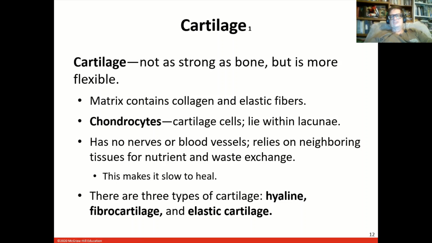If you get an infection and you've got almost no blood flow, you've got almost no way to deliver white blood cells into the infection. That's why doctors totally freak out about joint capsule infections, cartilage infections.